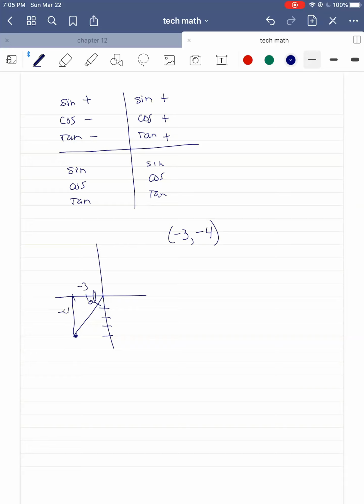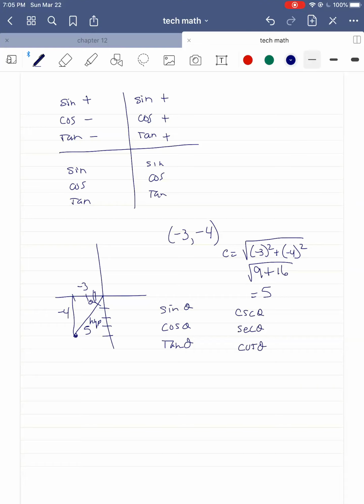So this is minus 3, minus 4 on the y, and here's my hypotenuse. And again, when I calculate my hypotenuse, the negatives are going to square out. So 9 plus 16, this still comes out to a 5, square root of 25. This is a 5. So my list of my trig functions: sine, cosine, tangent, cosecant, secant, cotangent.